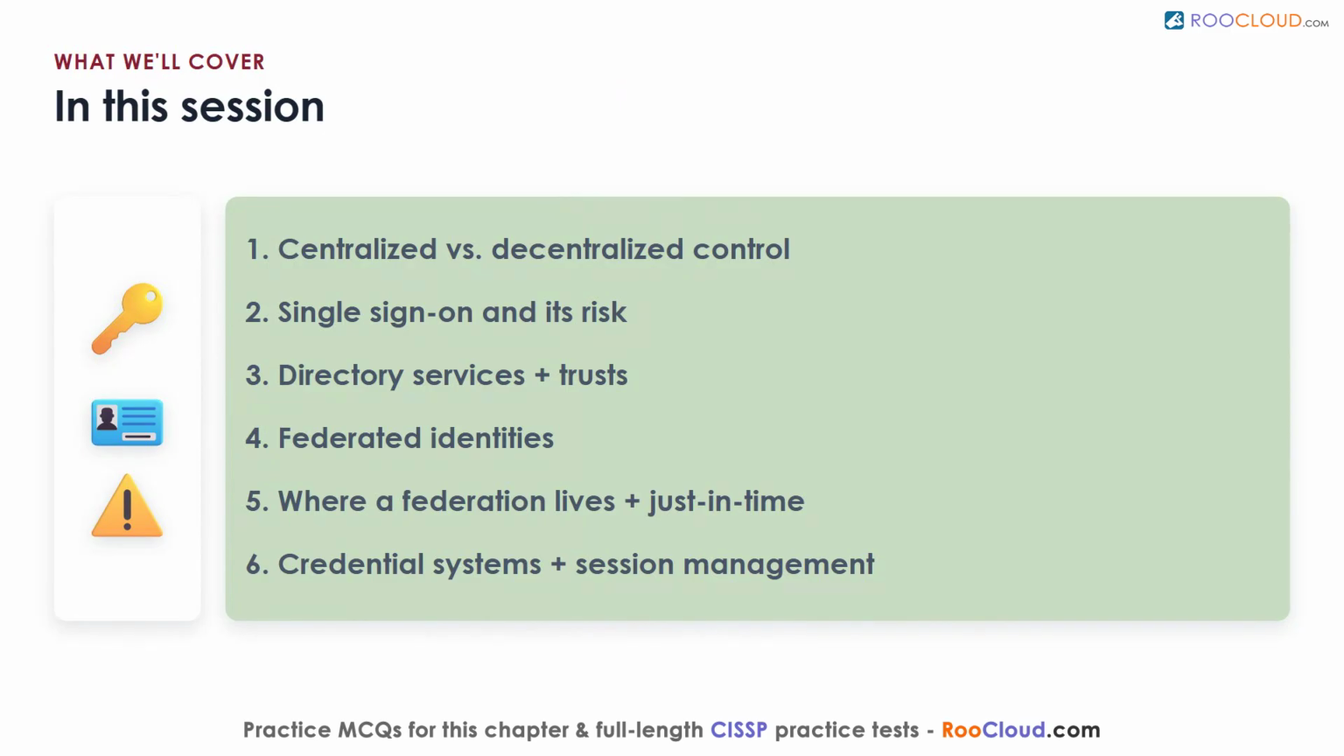We'll answer several questions. What is the difference between centralized and decentralized control? How does single sign-on work? And what is at risk? How do directory services and trusts fit in? How do federated identities extend trust across organizations? Where can a federation live? What is just-in-time provisioning? How do credential management systems help? And how do you keep idle sessions from becoming a hole?